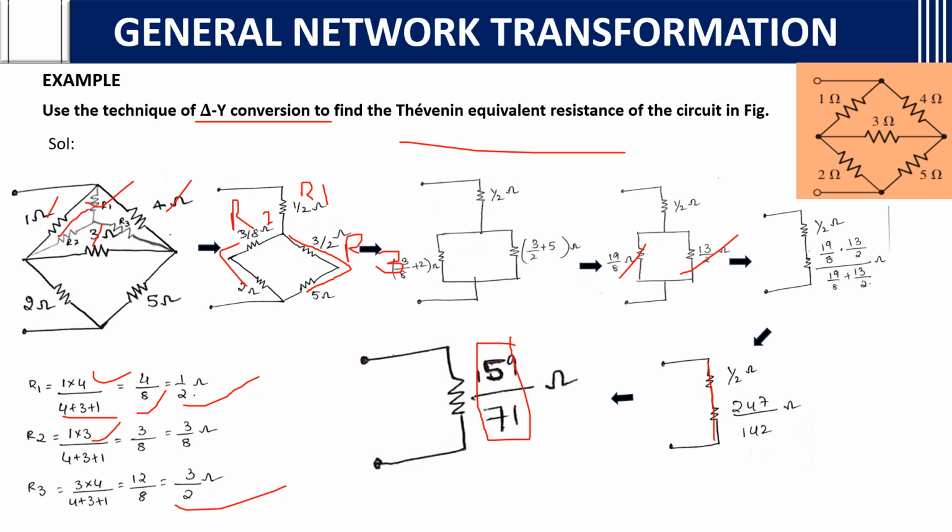Here, after converting, it is a resistor network, and you need to get a final resistance value. This is what we do. Therefore, the Thevenin equivalent resistance equals 159 by 71 ohms. Understood? We'll go to the next question.